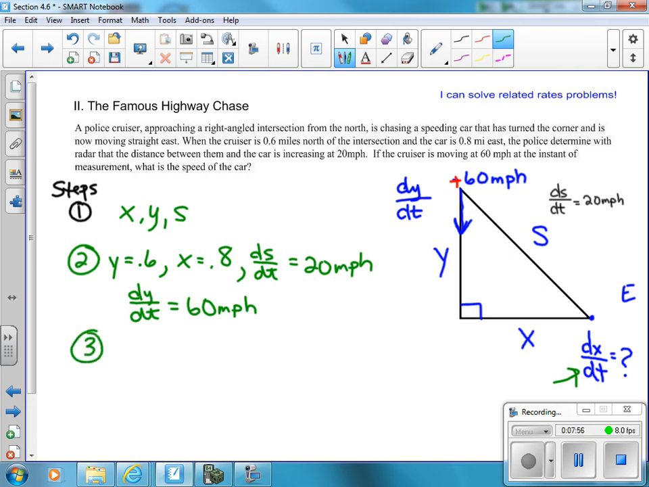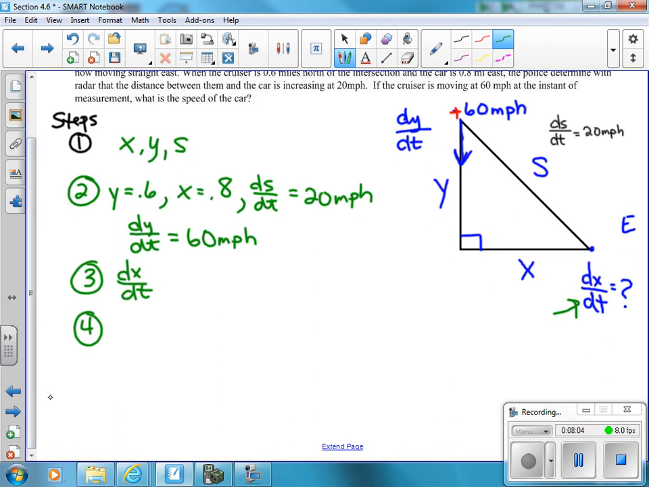Number 3, we determined that we want to find dx/dt. This is good. Number 4 says that we want to write a relationship between all of these variables. Well, I'd call on Pythagoras to give us x squared plus y squared equals s squared, right? That's about the only relationship we know between those triangular values. Luckily, he turned a right angle when he got to that corner.